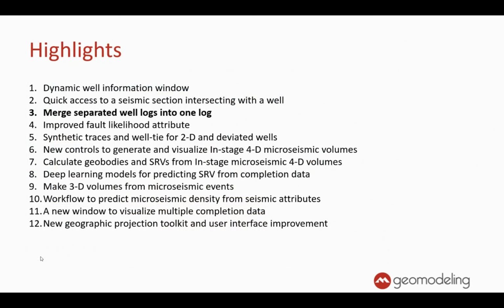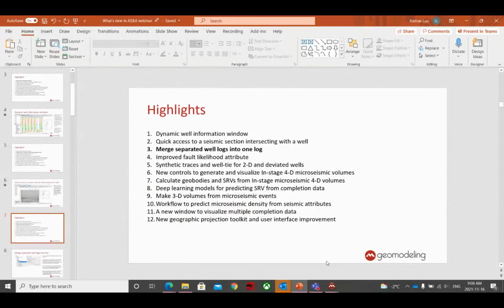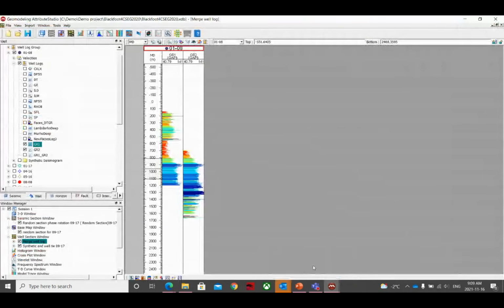The next feature I want to demo is merge separated well logs into one log, and I will demo this function in the software directly. As you can see here, for this well, I have two gamma ray logs. One of the range is from here to here, and the other gamma ray log range is from here to here. And what I want to do is merge these two gamma ray logs into one gamma ray log to have the full range from here to here.